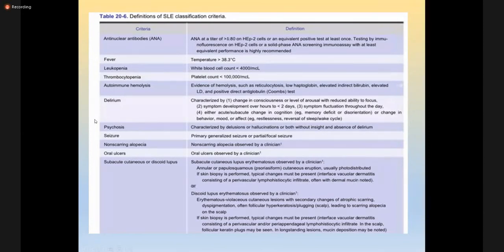night. How will you define the psychosis in case of SLE? It is characterized by the delusions or hallucinations, or both, without any insight. There would be no insight. Seizures, primarily generalized seizures or partial or focal. Usually we get generalized seizures, but sometimes because it may cause stroke, focal lesions are also common. So is the case with the focal fits.